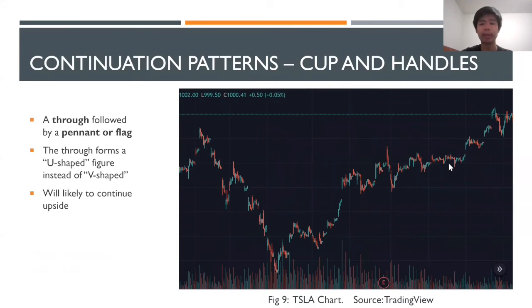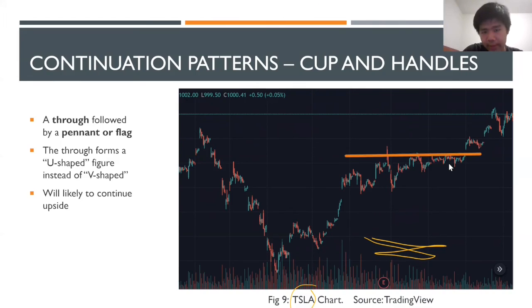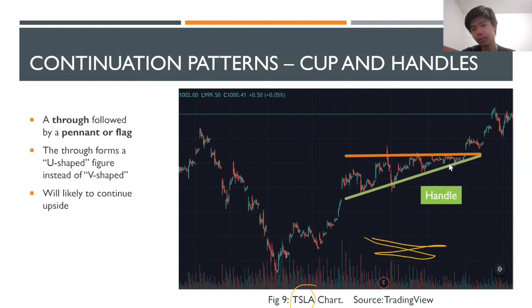Now, the last continuation pattern that we are going to cover is called the cup and handle, and it consists of two major parts, guess what? A cup and a handle, or in this case, a wide, big trough followed by a pennant or a flag. So here, for example, we have this Tesla stock chart, and as we can see, for the right side over here, we have its resistance and support mapped out, and it looks like an ascending triangle. So we call this the handle part of the cup and handle continuation pattern.